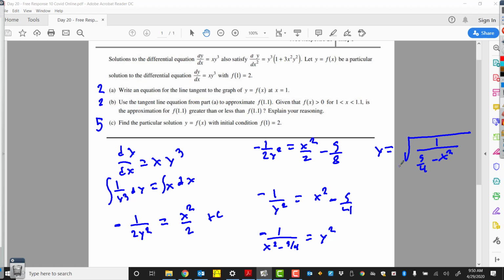Let's look through all these points. You got 1 point for the correct separation of variables, 1 point for taking the correct antiderivative, 1 point for the constant of integration, 1 point for using the initial condition, so actually plugging it in and finding what the constant of integration is, and then 1 point for isolating y.